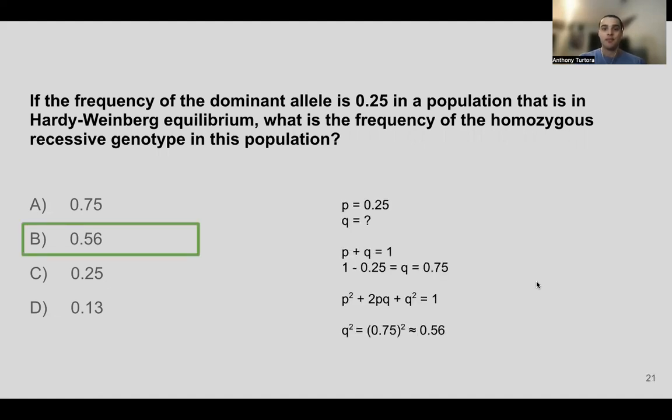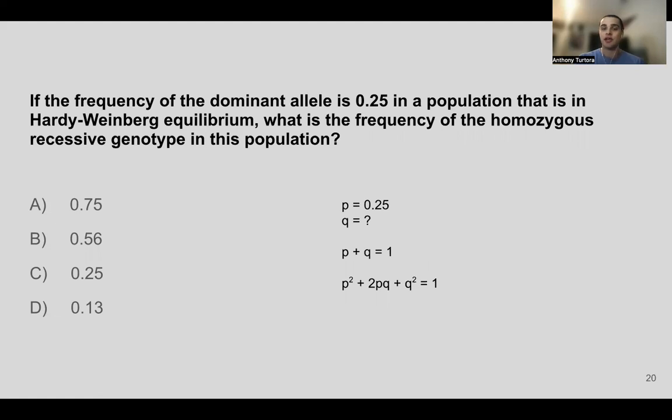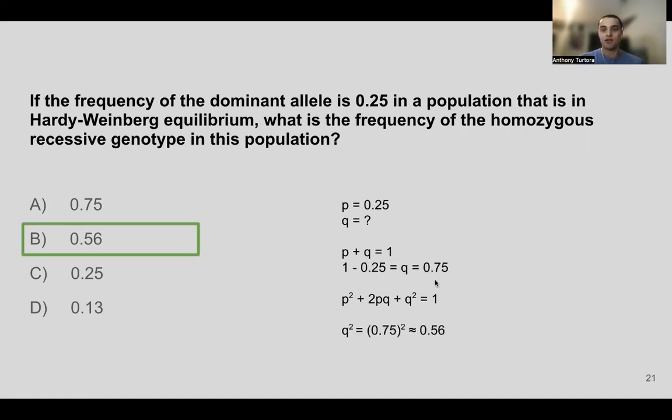So here we have p is 0.25, q, we're not sure, but using these two equations, we can then find what the answer is. So as you can see here, we're just plugging in the values to the first equation to get our value of q, which is 0.75. And this is going to be the frequency of our recessive allele. We are then trying to find the frequency of the homozygous recessive genotype, which is going to be q squared. So therefore, plugging in the values that we have here, 0.25 and 0.75, we then get our answer is about 0.56. So that we can see as our answer is B.